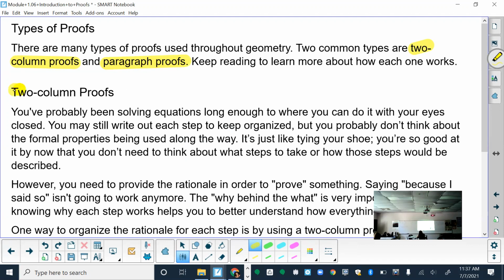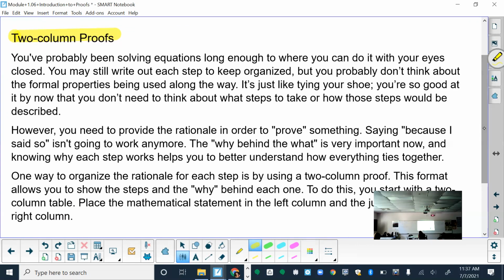So two-column proofs, those are where you have a mathematical statement on one side, and then on the other side you have a justification. So for this, you need to provide rationale in order to prove something. So for each step, you need to explain why you did that step. All right, you can't just say because I said so or because I know. All right, what law, what theorem, what postulate told you to do that?